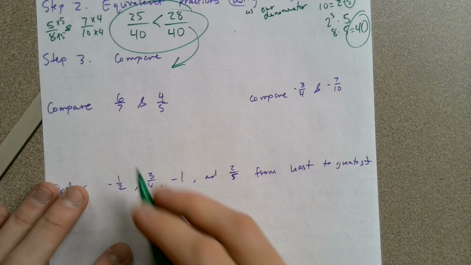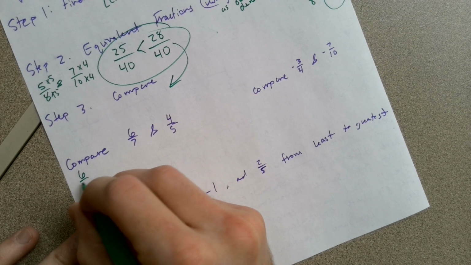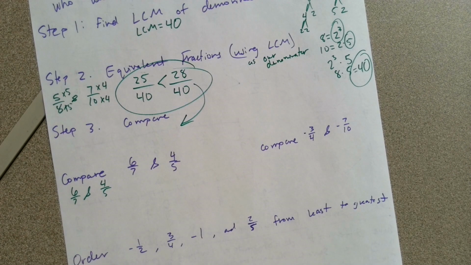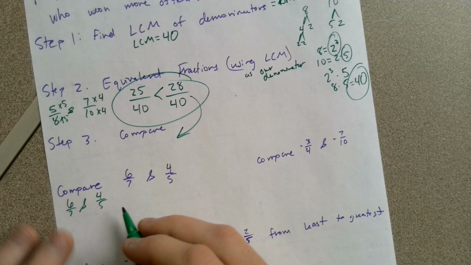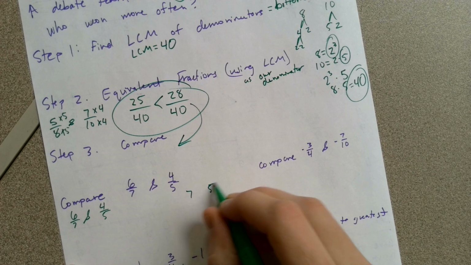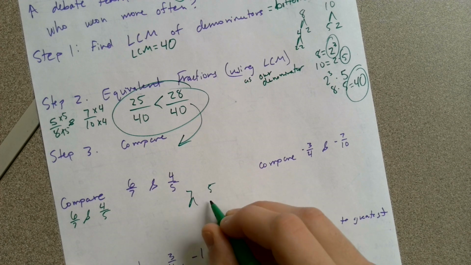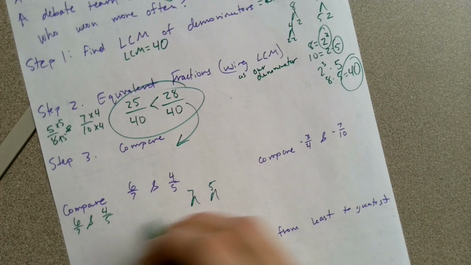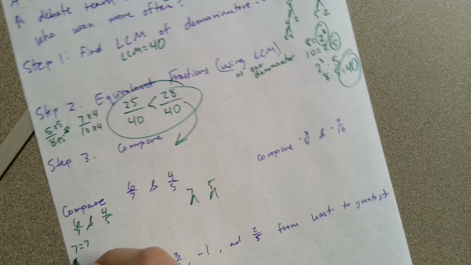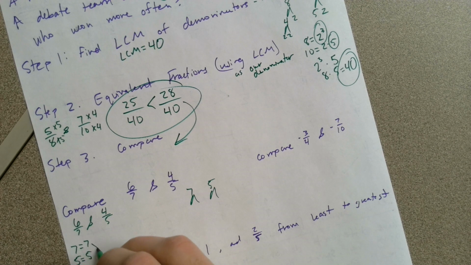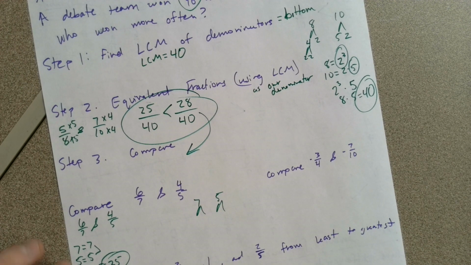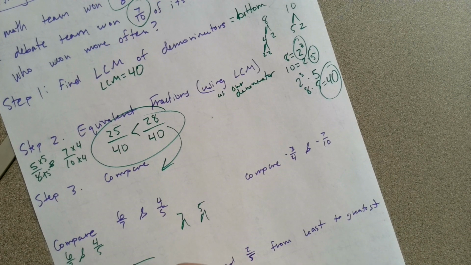All right, moving on to the next one here. We've got 6/7 and 4/5. Our step one is to find the least common multiple of the denominators. So we got 7 and 5. Wow, look at that. They're already prime numbers. Both of them are. So of 7, it's going to be 7. Of 5, it's going to be 5. Easy way to find those: multiply them together. 35. That's what we're going to use as our denominator.